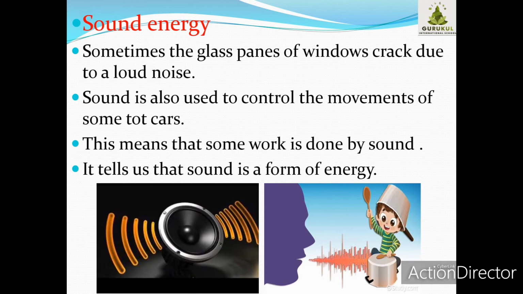Sound is also used to control the movements of some toy cars. Nowadays sound is also used for searching the information on Google also, right? So this sound energy can be used in various ways. This means that some work is done by sound. It tells us that sound is a form of energy.